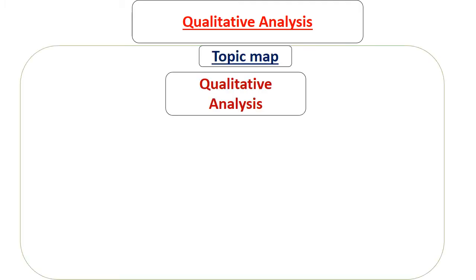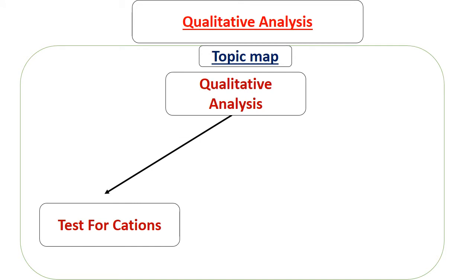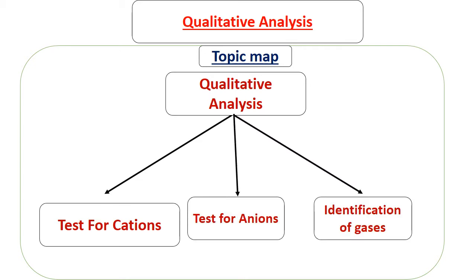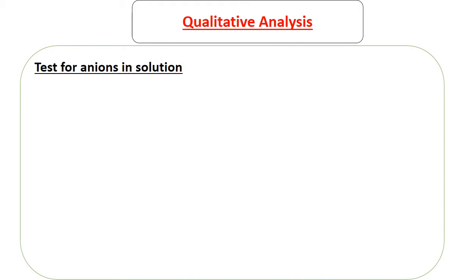So the way it's going to be delivered is we're going to do three different types of tests. We're going to start with tests for cations, then also do tests for anions, then also do identification of gases. Let's get started. So actually I'll start with tests for anions. So how do we test for anions in solution?